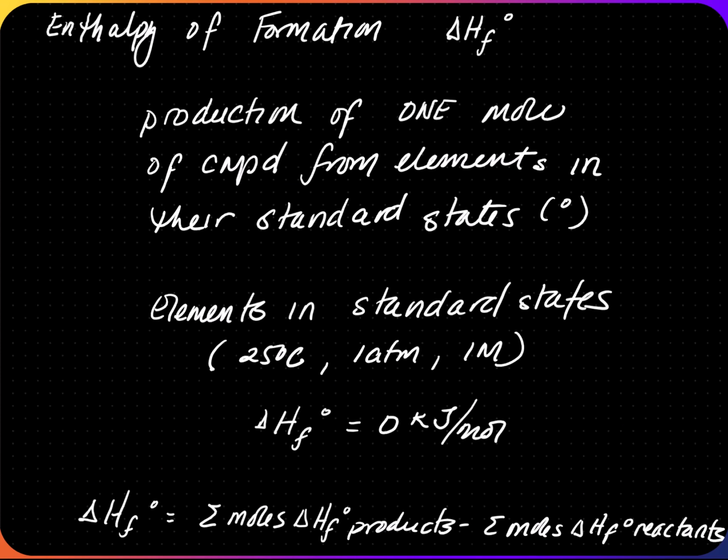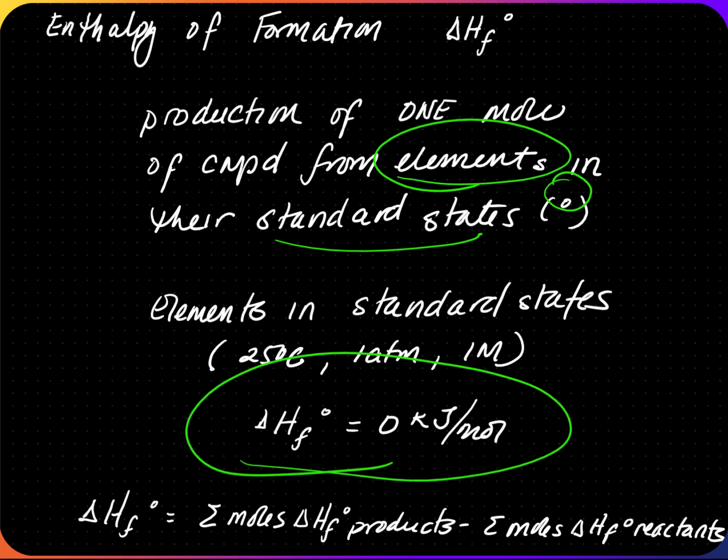Enthalpy of formation, or delta HF naught, where naught is the little degree symbol, is the production of 1 mole of compound from its elements. The most important thing is its elements in their standard states. And when it's in standard state, we use this degree sign or naught sign. Elements in standard states are at 25 degrees Celsius, 1 atm, or 1 molar. When that is true, our delta HF naught is always equal to 0.